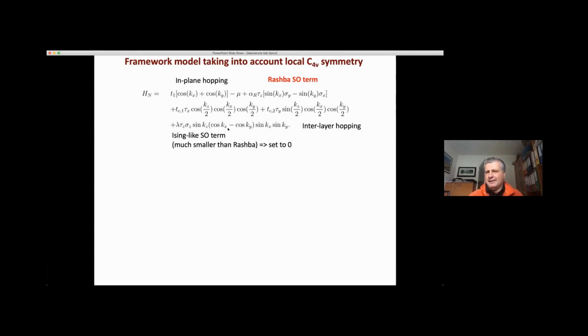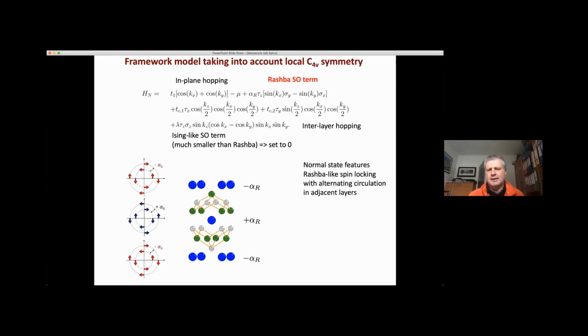And it has an Ising-like spin orbit term, but the Ising-like spin orbit term is fourth order here in the hoppings. So we believe there are very good reasons that it will be small, and in the analysis that follows, we set it to 0, or Dan set it to 0. So when you study the remainder of this Hamiltonian, you think what it's going to do in the normal state. It's easiest to visualize that if for the moment we just set the interlayer hopping to 0 and think only of the Rashba term.